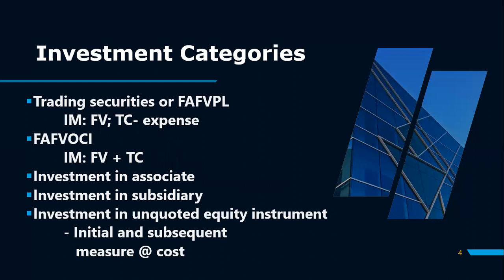We have investment categories. First, we have trading securities or FA, FVPL. The initial measurement is fair value and the transaction cost is expensed outright. Next, we have the financial asset at fair value through OCI. The initial measurement is the fair value plus transaction cost. Next is investment in associate, which is discussed in the next chapter. Then investment in subsidiary, which is discussed in higher accounting. And then investment in unquoted equity instrument, which is accounted for under the cost model, where the initial measurement and the subsequent measurement are measured at cost.